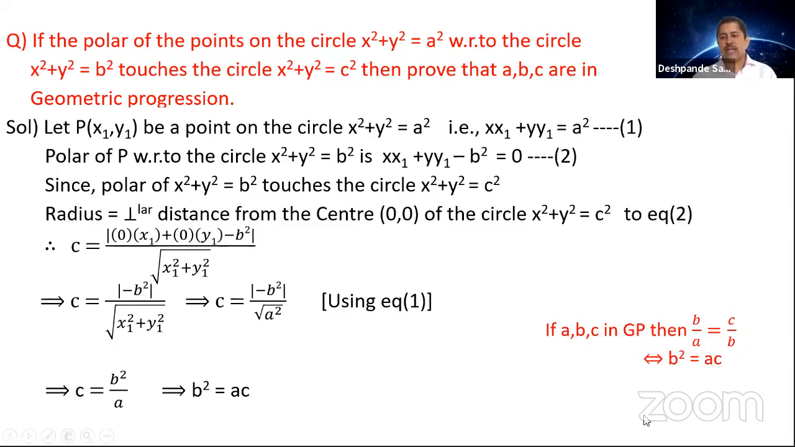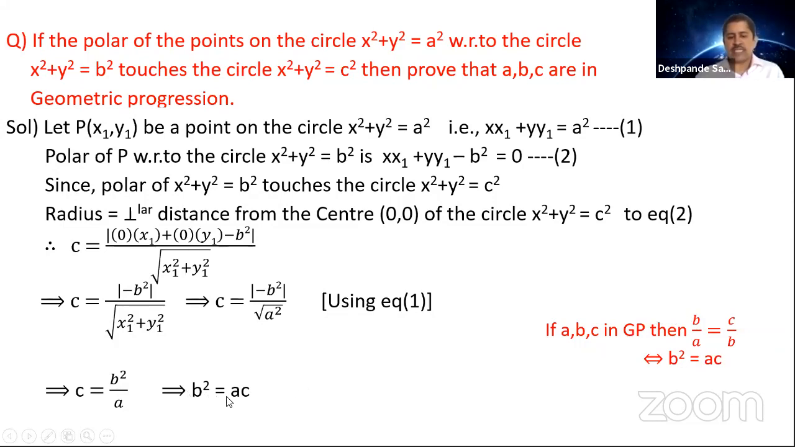If a, b, c are in geometric progression, the condition is that the second term by the first term is equal to the third term by the second term. That means the common ratio should be the same. So b by a should be equal to c by b. Cross multiply: b into b is b square, is a into c. So b square is equal to ac. It is an if and only if condition. If a, b, c are in GP, then b square is equal to ac. If b square is equal to ac, then a, b, c are in GP. So you get the same conditions.